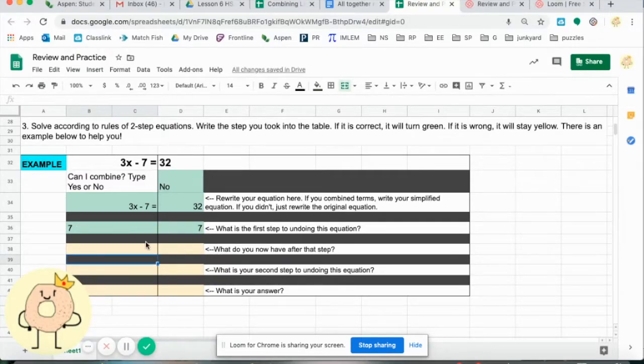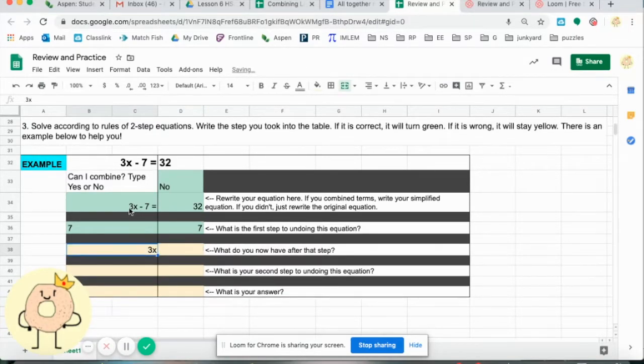What do I now have after that step? So on this side, if I have minus 7 and plus 7, that canceled out and became 0. I still have 3x, so I'm going to rewrite that. Oh, and I have to include my equal sign. Good. Now I know that I'm good. When I did 32, I had to add 7 to it. 32 plus 7 is 39. Look at that. I'm all set.